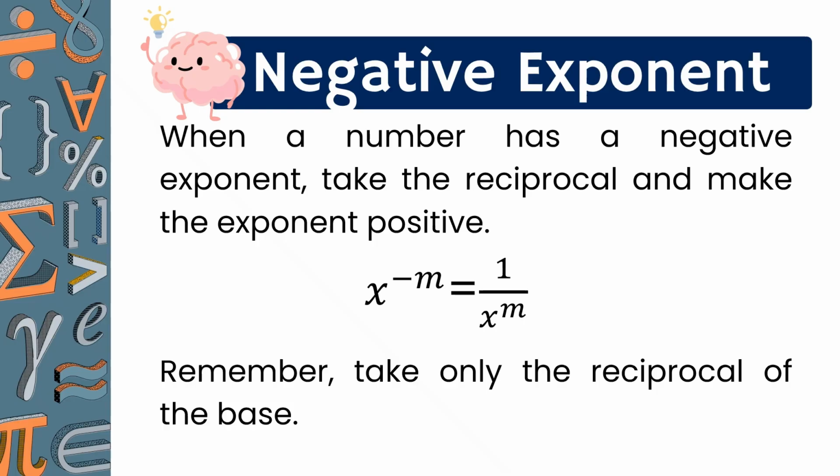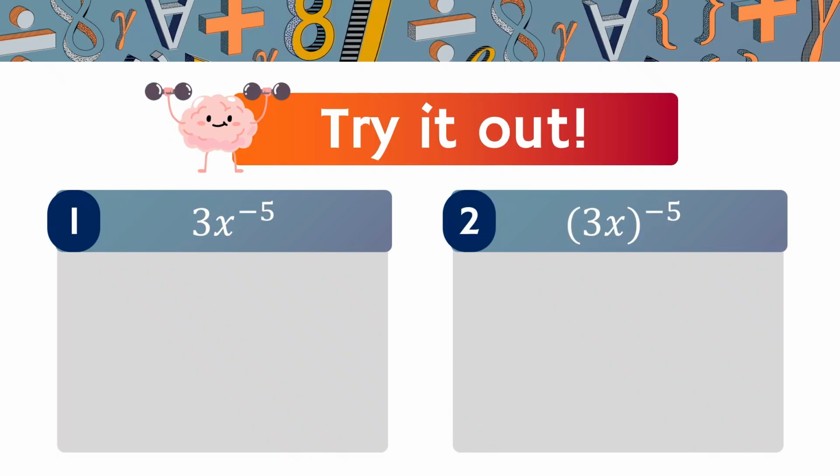Next is the negative exponent. So when a number has a negative exponent, take the reciprocal and make the exponent positive. So if we have x raised to negative m, we will have 1 over x raised to m. Remember, take only the reciprocal of the base. So let's try this example.